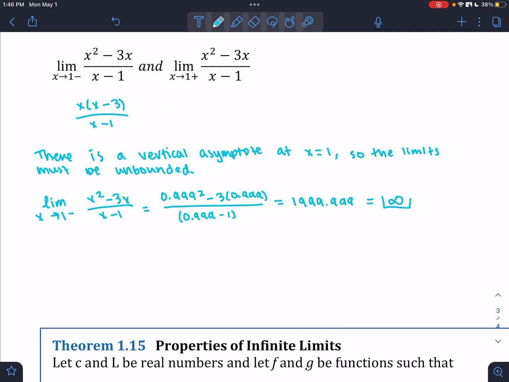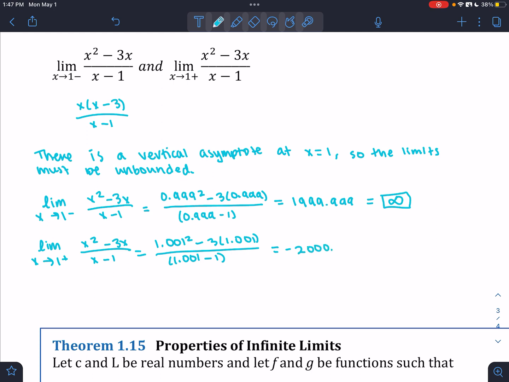And then we're going to do the same thing from the right, but we'll pick a different number because it's got to come from the right side, something like 1.001. Great. Plug in 1.001, and then divide that by 1.001 minus 1. It's possible that you get another positive, right? They could both be going up, but this one happens to be a negative big number. I get negative 2,000.999. So it's negative infinity.